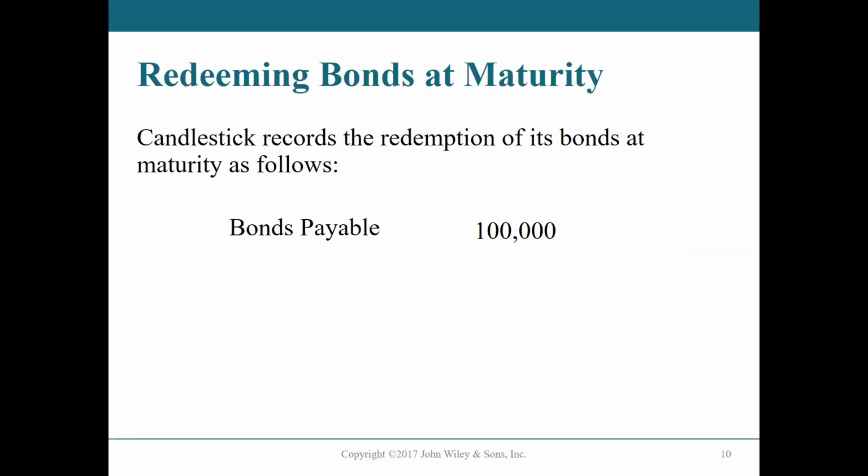One other thing is when the bond matures, all we do is our bonds payable goes down. So we debit bonds payable, and our cash goes down, so we credit cash. That's how we pay off the bond at maturity.